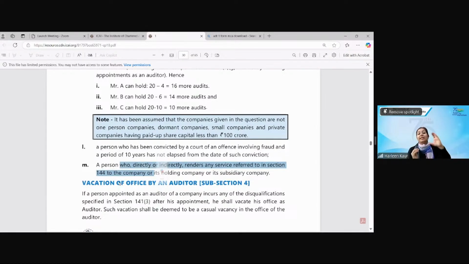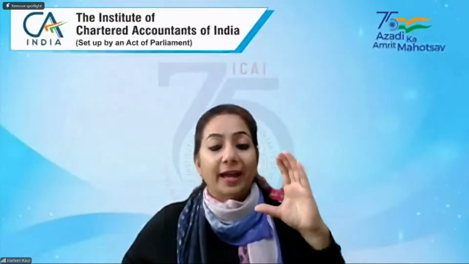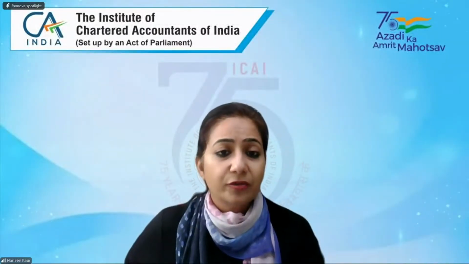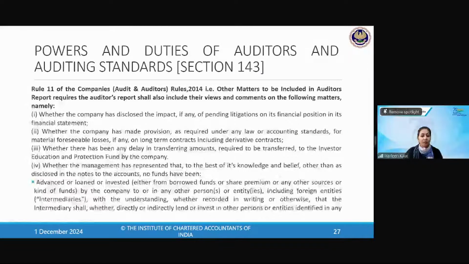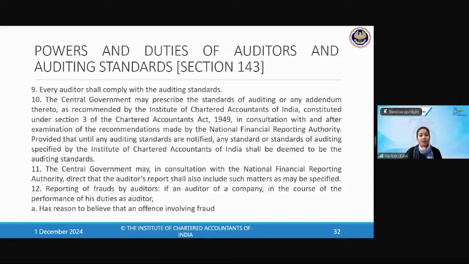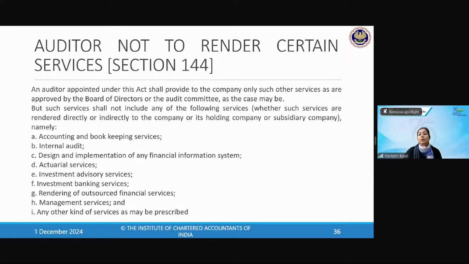Section 144 includes certain services which cannot be provided by an auditor. Let's refer to my presentation over here. Section 144, we are going to do these brief points from 144 and then we will go back again to the study material so that we can cover each and every point in detail from study notes. So 144 specifically tells you that the auditor should not be providing these certain services, whether directly or indirectly. What is the meaning of this, whether directly or indirectly?